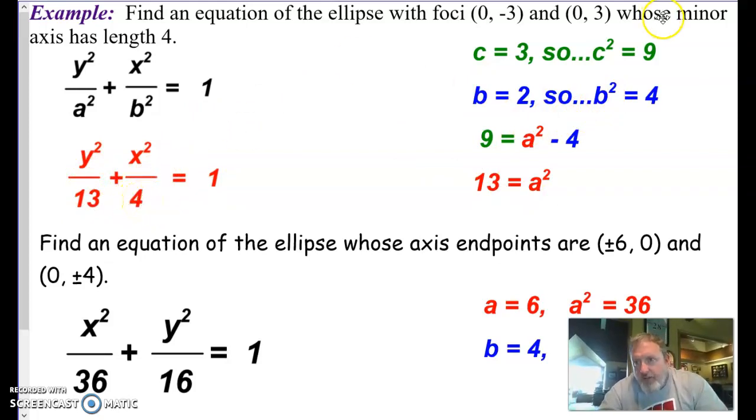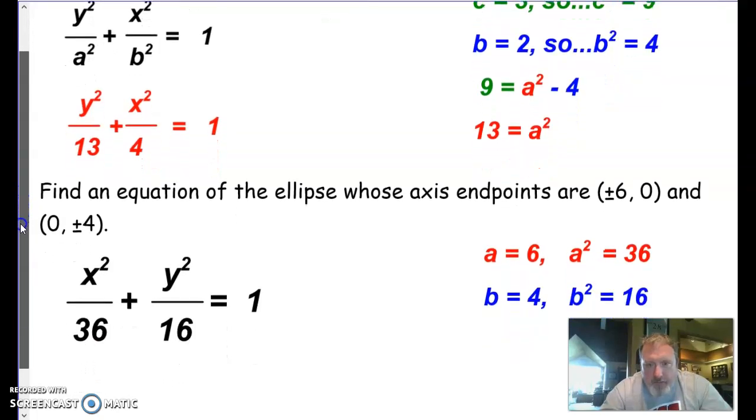Just to go back to the minor and major axes, b is always half the length of the minor axis, and a is always half the length of the major axis. So if they told you the major axis was 12, then a would be 6. If they told you the major axis was 21, then a would be 10 and a half. Typically, we try to stay away from decimals on that, but that can happen.